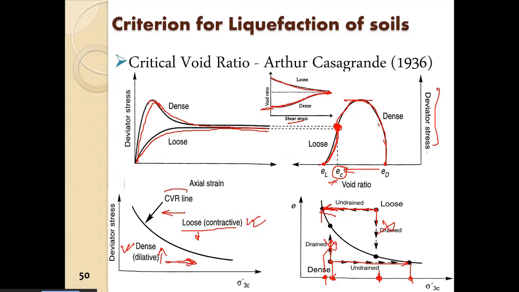So this is the critical void ratio line. If we plot these void ratios for different confining stresses, we will get the critical void ratio as we have discussed in our soil mechanics class.